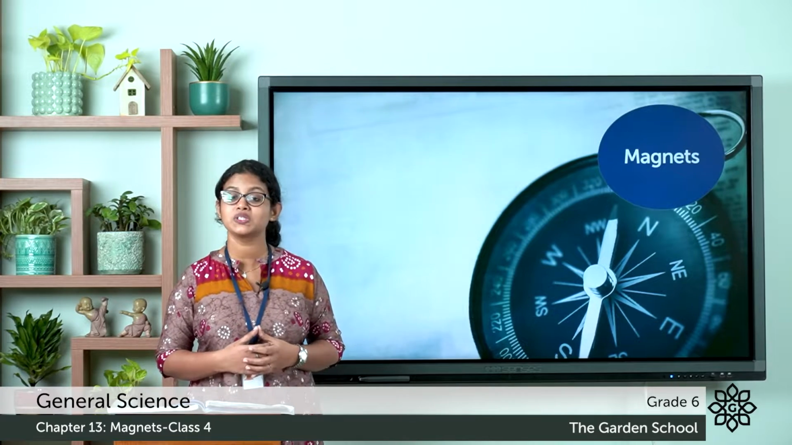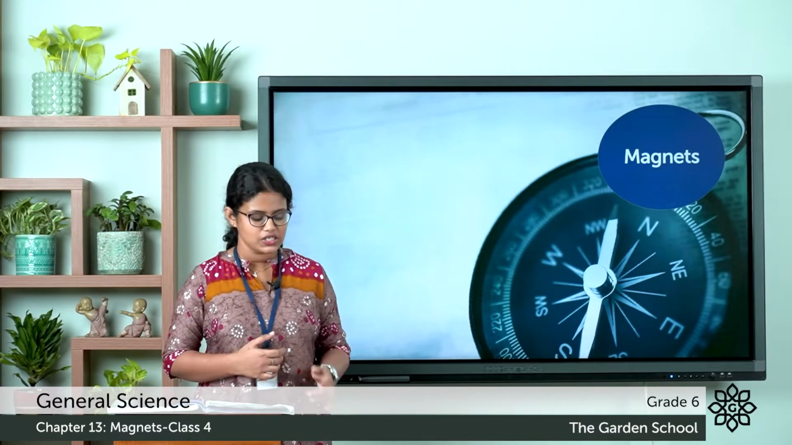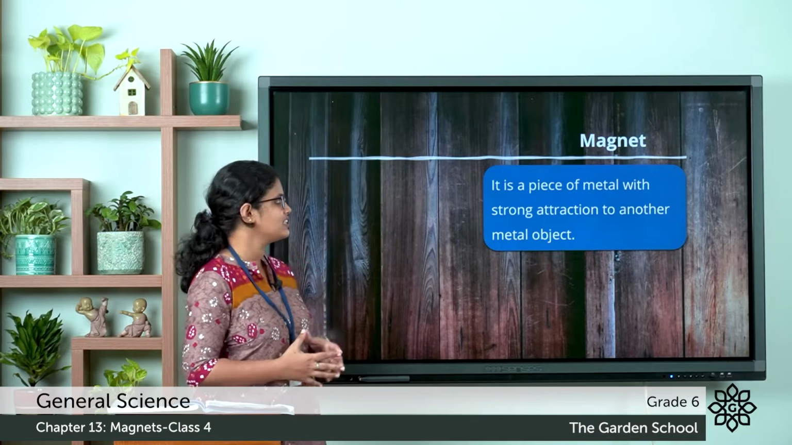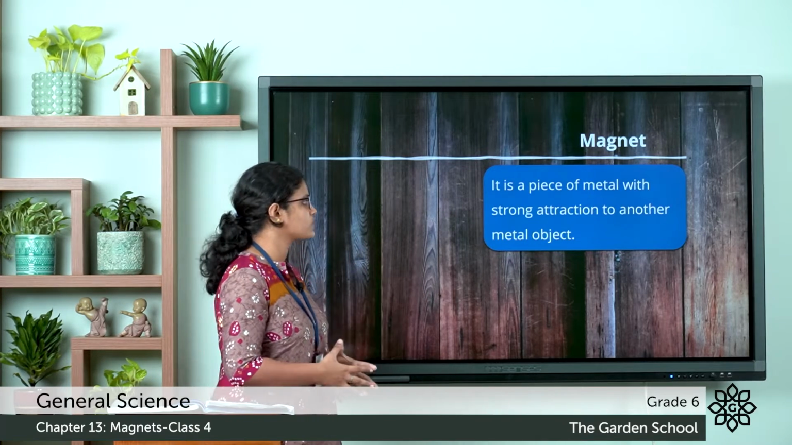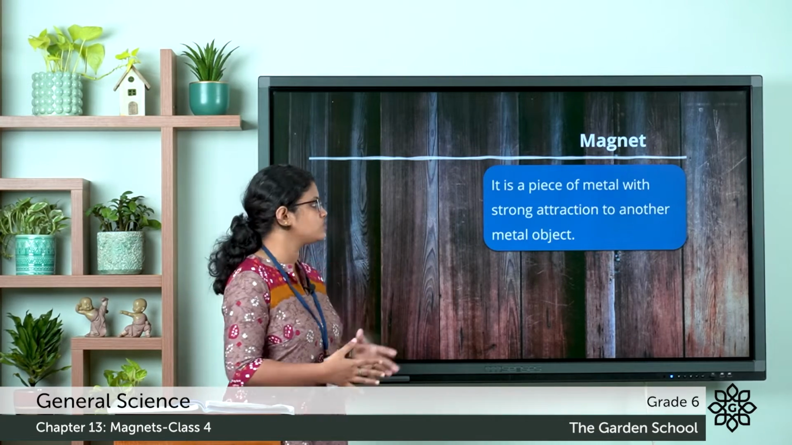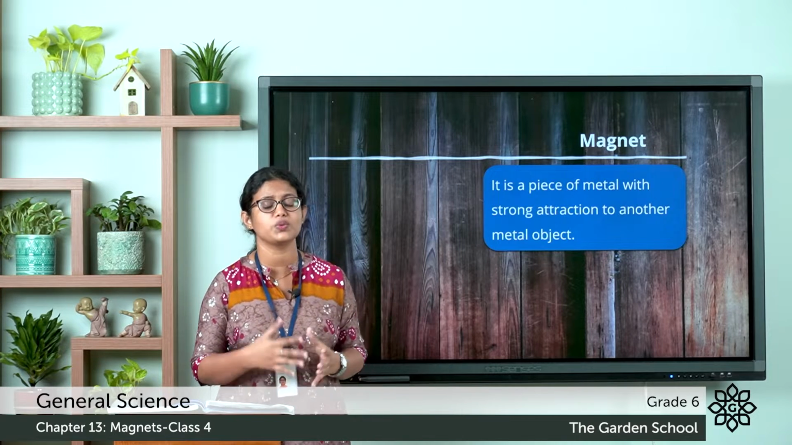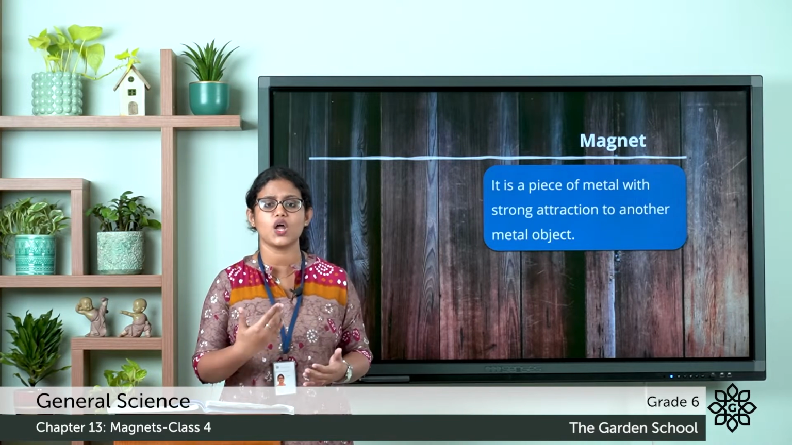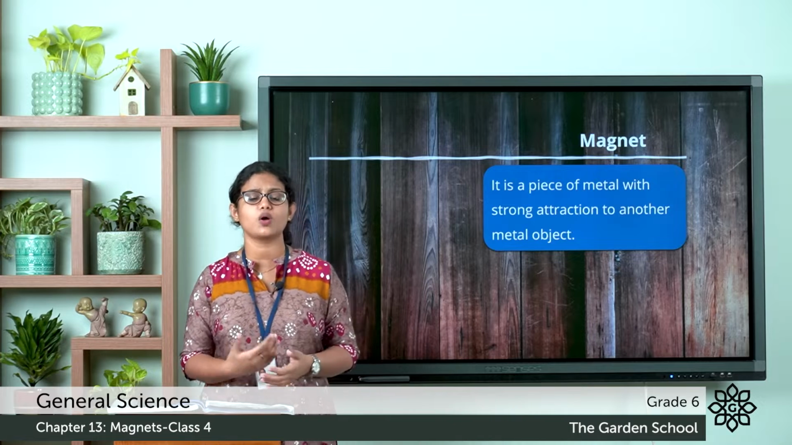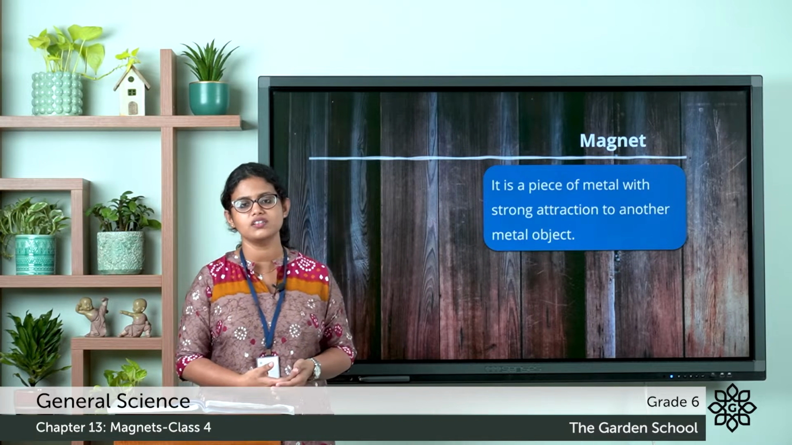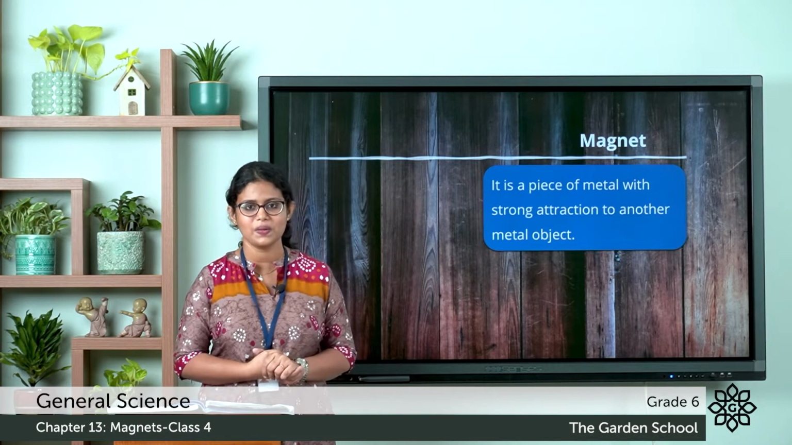Moving on to today's topic. So you all know what is a magnet. So what is a magnet? It is a piece of metal with strong attraction to another metal object. So we can say a magnet is an object that attracts other objects that are made of iron, nickel, cobalt, etc.